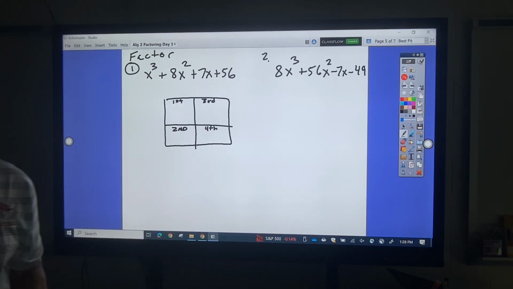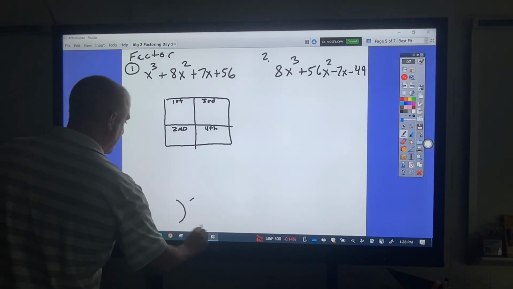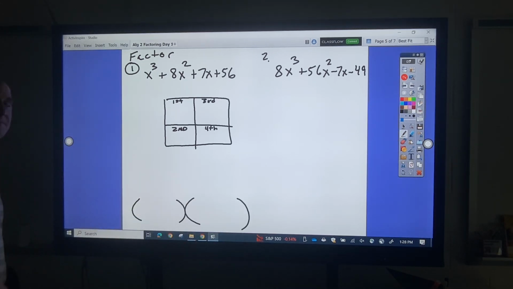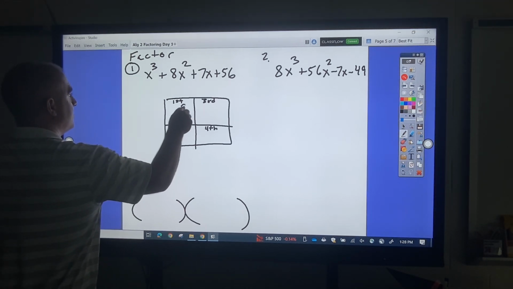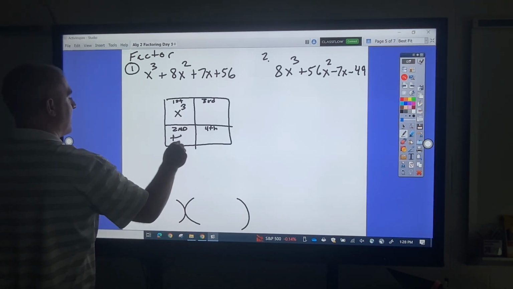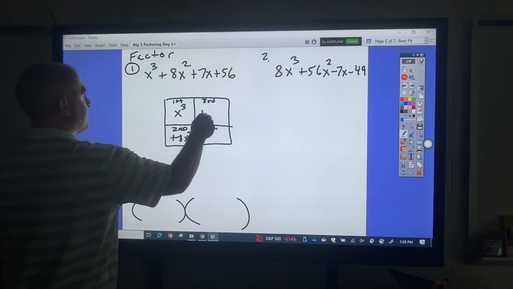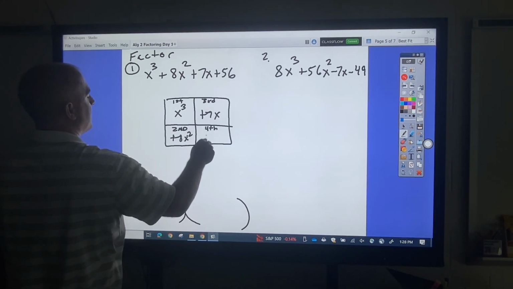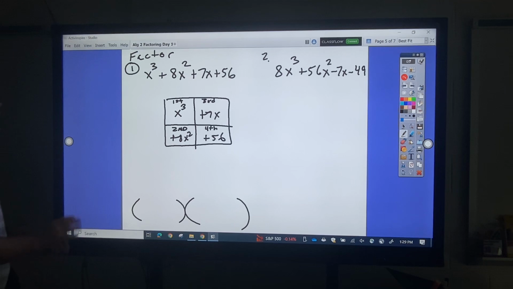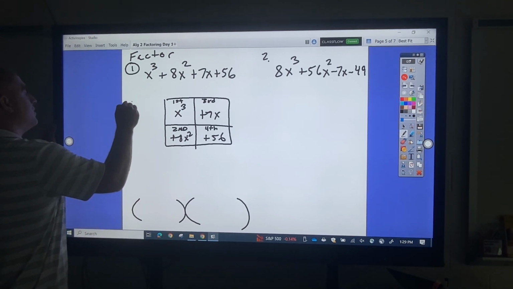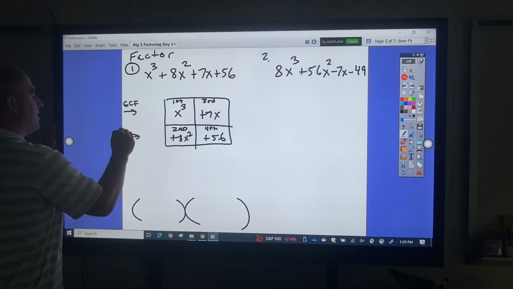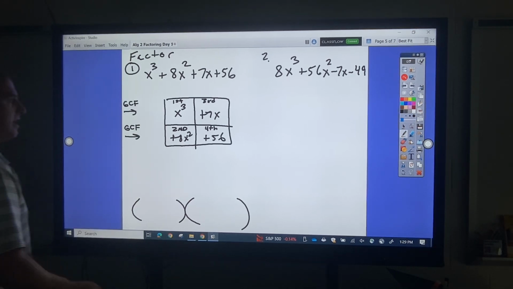Now, you should have learned how to factor in Algebra 1. And what factors are these things with parentheses, and they have signs in between them. Okay? Now, I'm going to put x cubed. I'm going to put positive 8x squared, positive 7x, okay, positive 56. Now, here's all you have to do to factor it. We're going to take the GCF out of each row, okay?